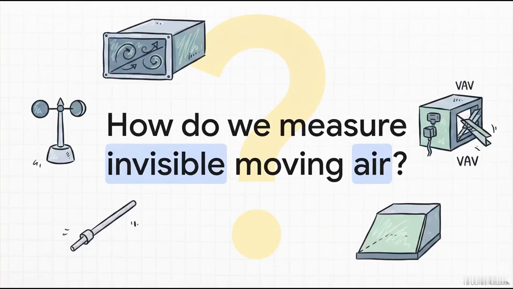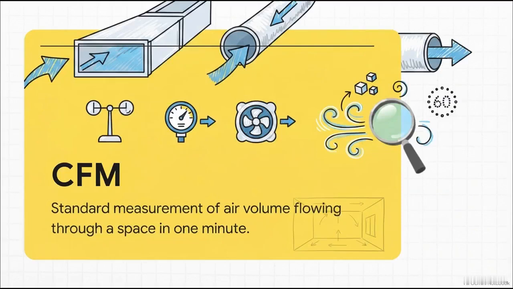So how exactly do we measure invisible moving air? It's a massive foundational engineering challenge. And the solution really comes down to capturing physical volume over a specific amount of time. You're probably familiar with this one. The standard metric here is CFM, or cubic feet per minute. This is literally the bedrock of the entire HVAC industry. It's the absolute physical quantity of air passing through a duct network and blowing into a space every 60 seconds.